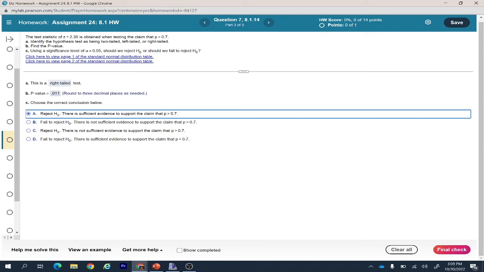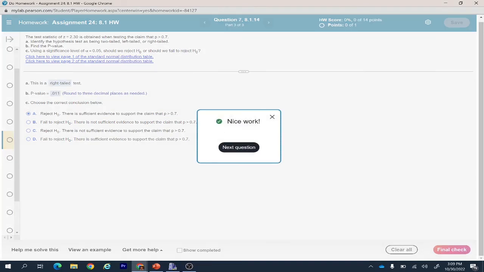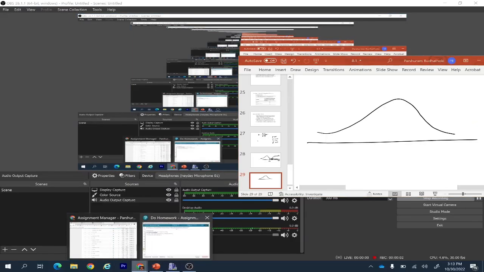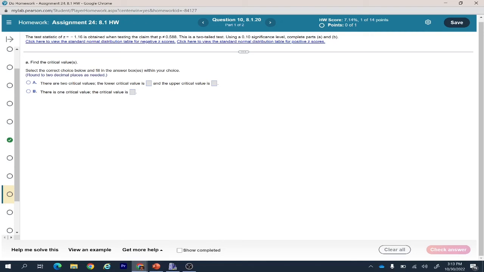In this case, the null hypothesis is that the proportion is equal to 0.7, but we are rejecting that null hypothesis, so the proportion should be greater than 0.7, which is the alternative hypothesis. So this is our answer. Okay, so this is the next problem.